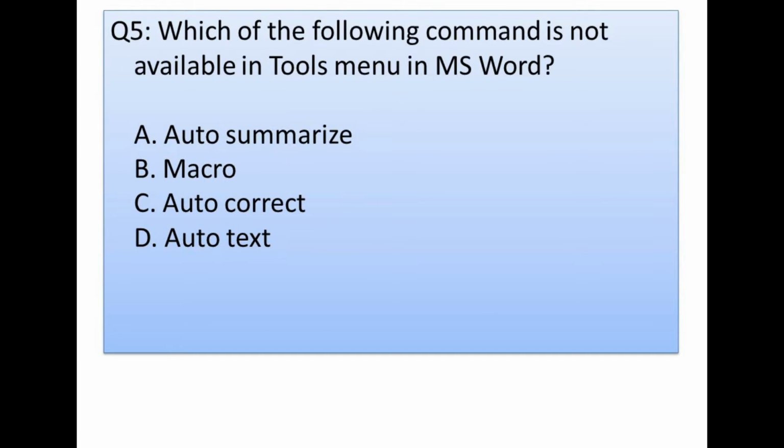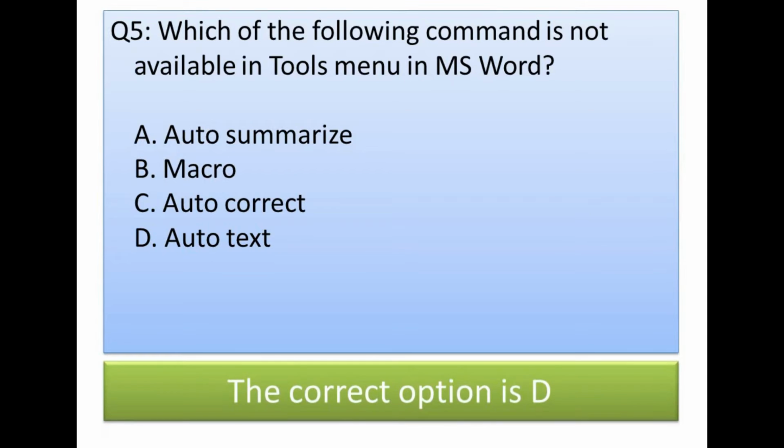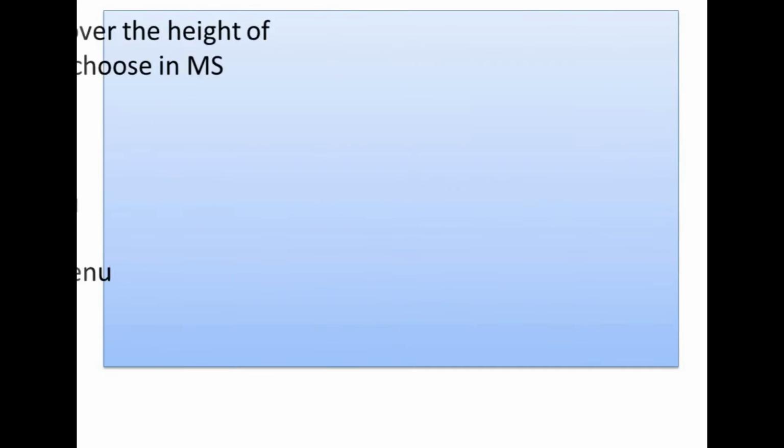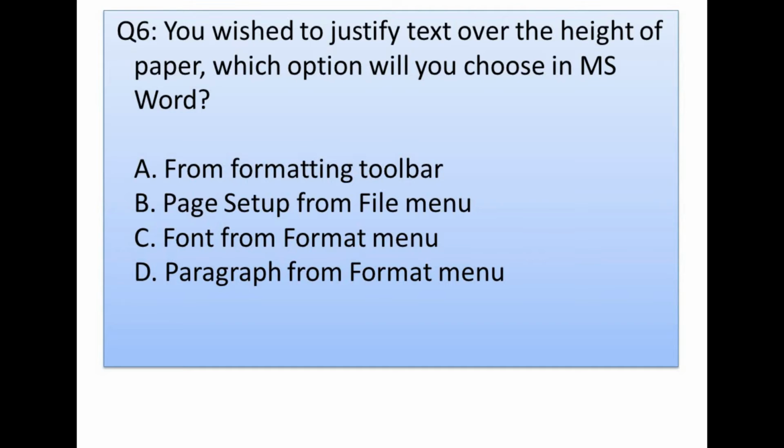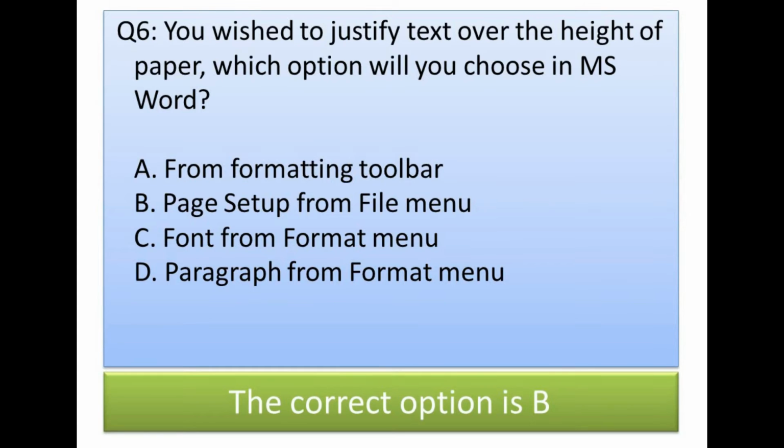Which of the following command is not available in Tools menu in MS Word? Auto summarize, macro, autocorrect, auto text. Correct option is D. You wish to justify text over the height of paper. Which option you will choose in MS Word? From formatting toolbar, page setup from file menu, font from format menu, paragraph from format menu. Correct option is B.